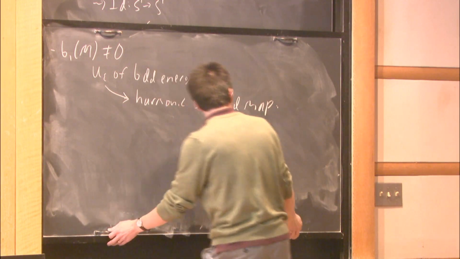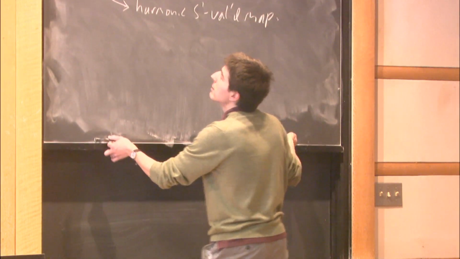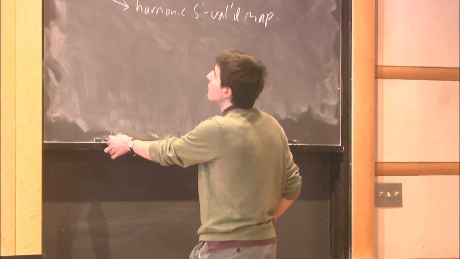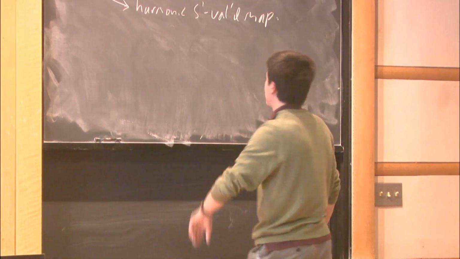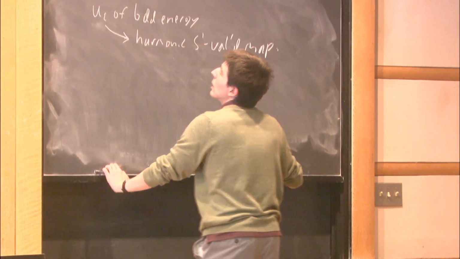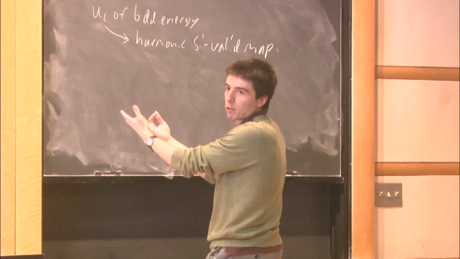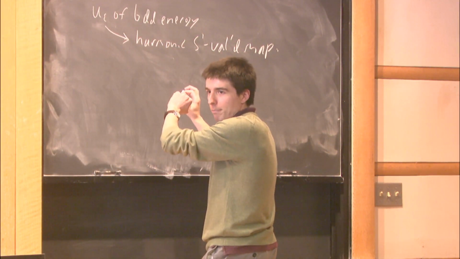OK? But so you want to show that this does not happen? I want to show that this isn't going to be the case for our, yeah. OK. All right. But the point is, if we just have a family of non-trivial critical points, a priori they could do this, right? OK.